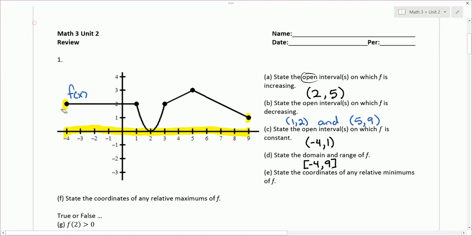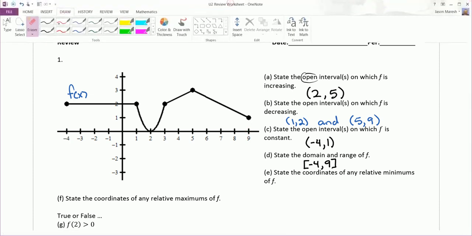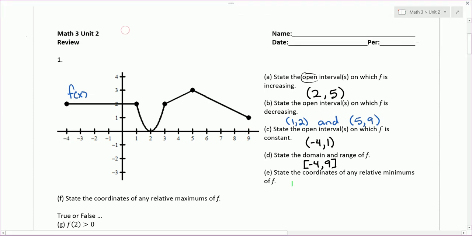Part E. We are asked to state the coordinates of any relative minimums of f. A relative minimum is a point where the graph changes from decreasing to increasing. And so 2 is a spot where that's a relative minimum, because as you trace the graph from left to right, it's decreasing, and then at that point it switches to increasing.